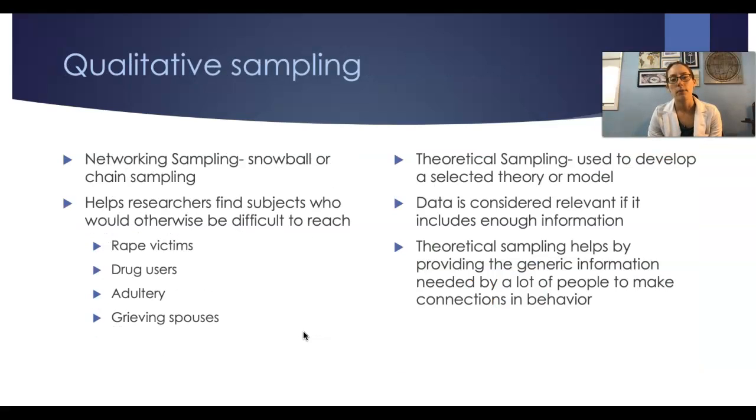So we have network sampling, which is snowball or chain sampling. This is really important for subjects that researchers would otherwise find very difficult to reach. So for example, rape victims, drug users, adultery, grieving spouses. Again, there's not scientific evidence that these populations exist. We know they do, but they can be very difficult to find.